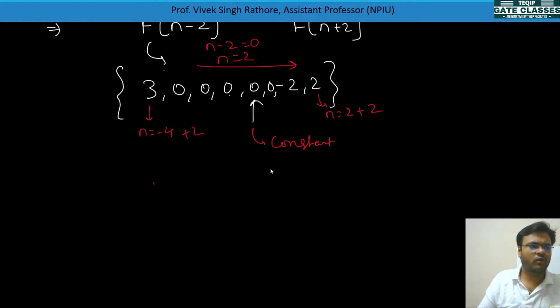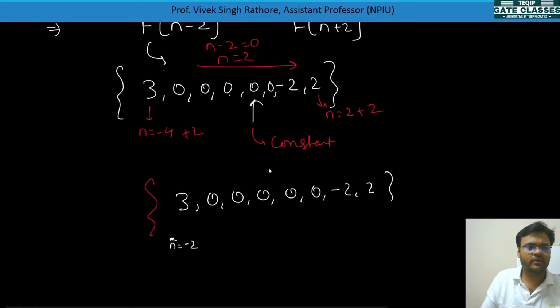So overall the signal will be 3 only, I think, minus 4 plus 2, it will be minus 2. So we'll take it as n is equal to minus 2, the values are there, and then 0 0 0 0 0 minus 2 and 2 will be there, and this will be I think in here.